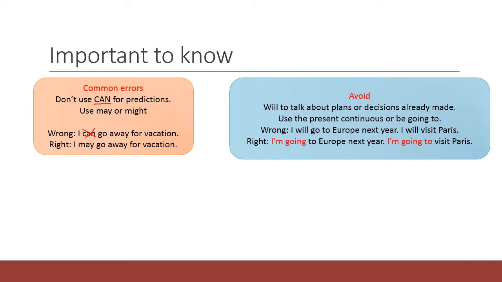Avoid will to talk about plans or decisions already made. If you want to talk about that, you need to use the present continuous or the be going to. It will be wrong if you say, I will go to Europe next year. I will visit Paris, because you're supposed to plan this in advance. It's going to be right if you say, I'm going to Europe next year. You're using the present continuous. I'm going to visit Paris.